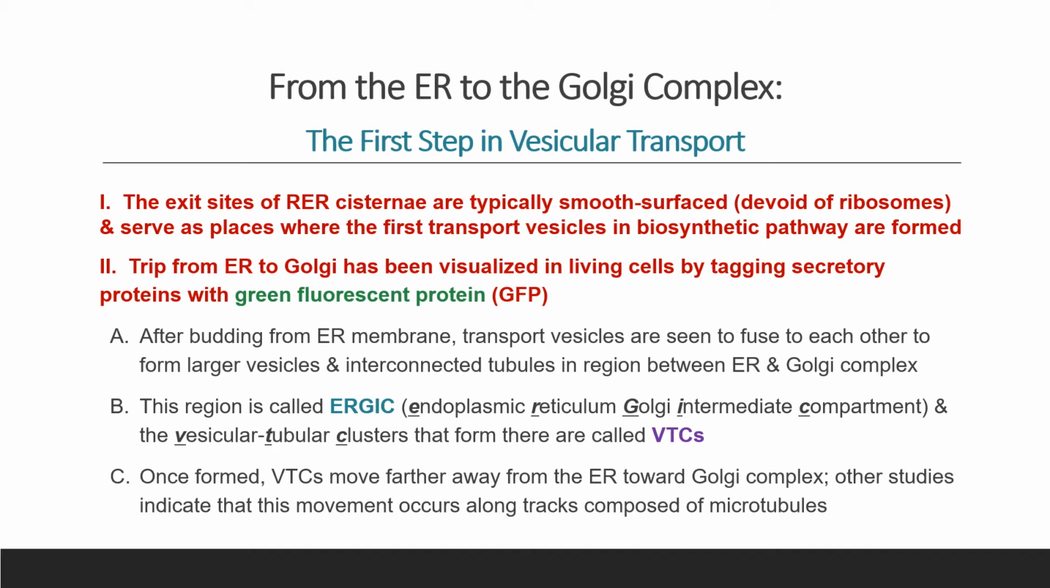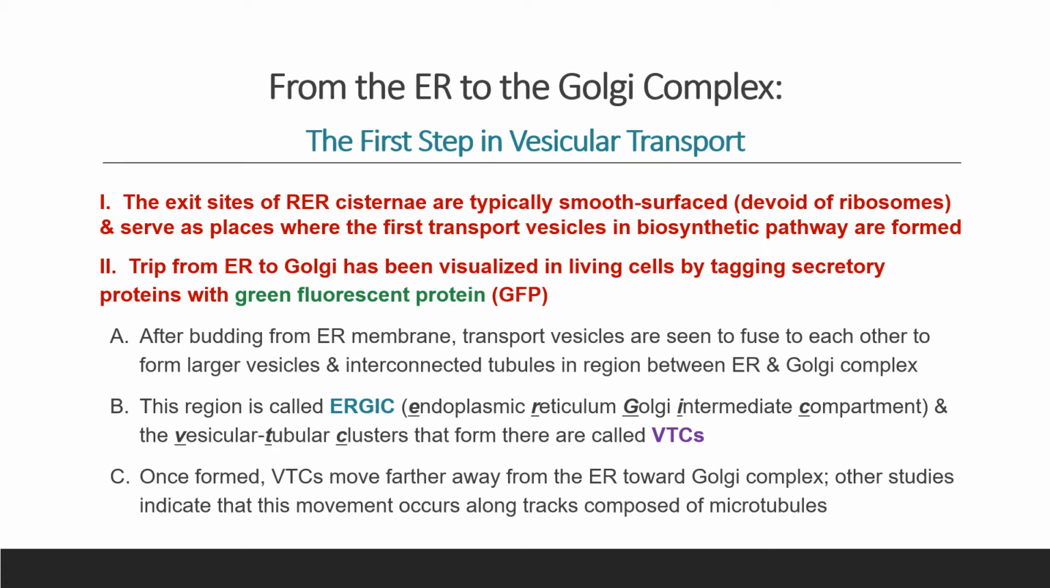So from the ER to the Golgi complex, let's talk about the first step in vesicular transport. The exit sites of the RER cisternae are typically smooth surfaced, or devoid of ribosomes, and serve as the place where the first transport vesicles in the biosynthetic pathway are formed. The trip from the ER to the Golgi apparatus has been visualized in living cells by tagging secretory proteins with green fluorescent protein. As you remember, GFP has been very helpful when it comes to tracing the pathways of these different proteins.